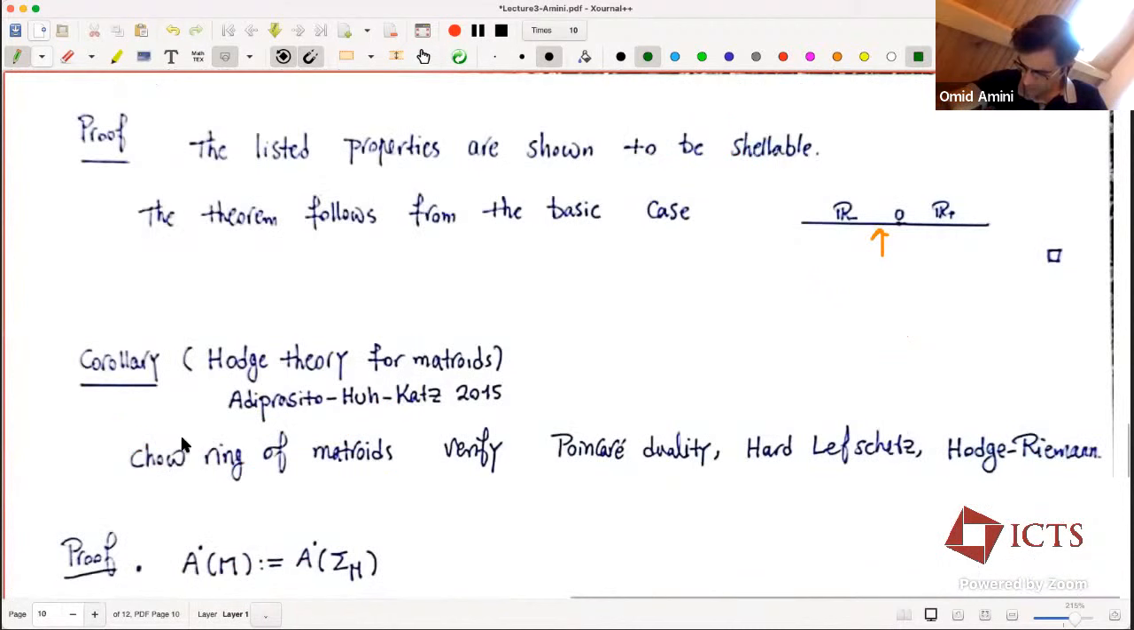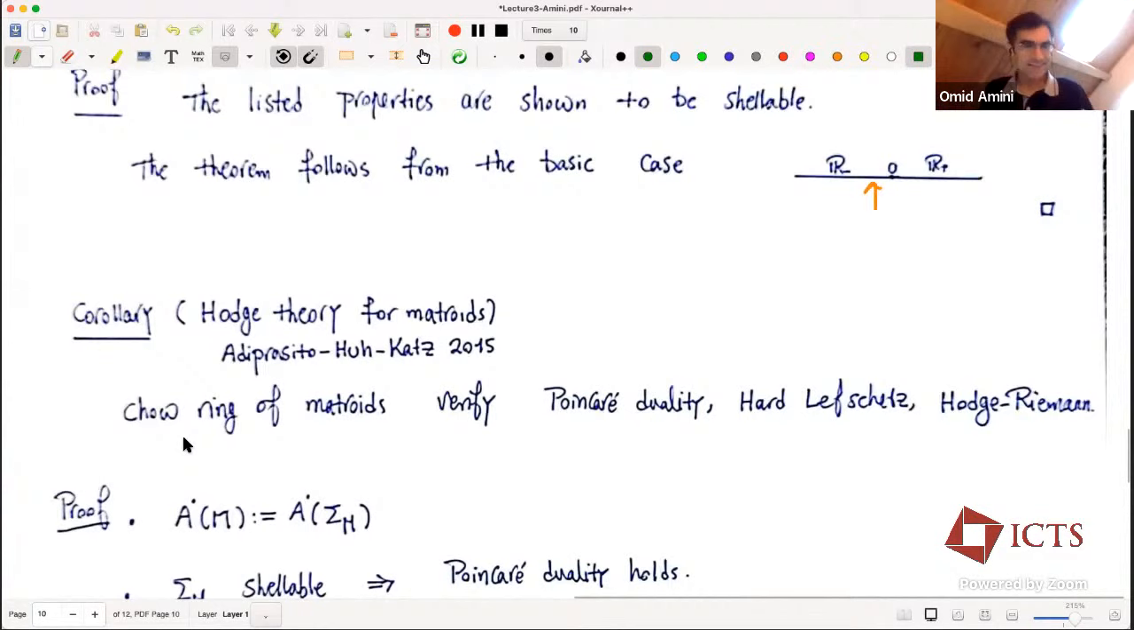Okay, so the proof, I didn't give you all the details, but you see how to proceed. Once you have the shellability, you just prove that all the properties are preserved. Some of the properties are completely trivial to verify. For some other ones, you have to do something. For tropical modification, you have to do some calculations to see that the Chow ring doesn't change when you do the tropical modification. And once you have this, then you get it for free.